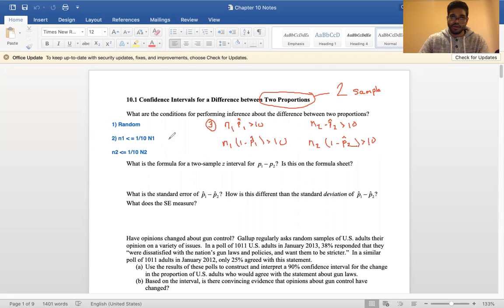So again here, check both. On these, check all four. Okay, so make sure you're checking all the conditions. But again, these are all very similar to what we had before. It's just that now we're dealing with two samples, so you've got to check everything twice.